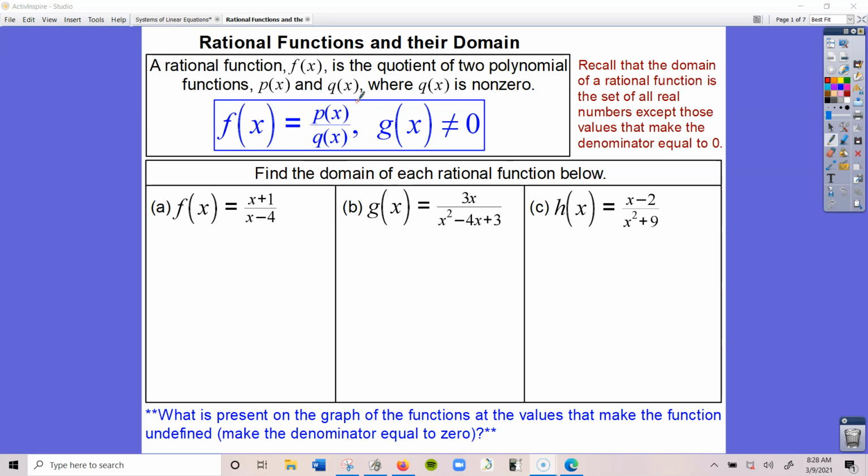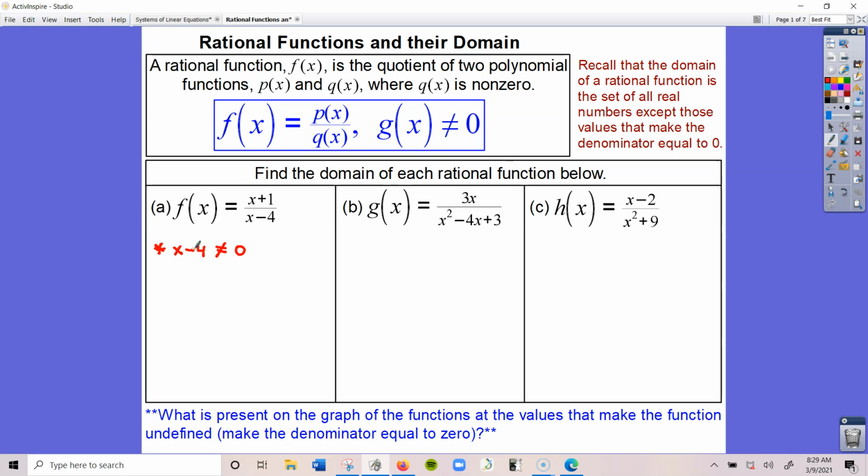It looks like a fraction where you have some polynomial probably or whatever function in the numerator and a separate function in the denominator. Now, if you're trying to find the domain of each rational function, the domain is restricted by what the denominator is equal to, meaning that we cannot have in any fraction a denominator equal to 0. So what we do to find the domain of a rational function is we do just that. We make the denominator, in this case for x plus 1 over x minus 4, not equal to 0, since the denominator cannot equal 0.